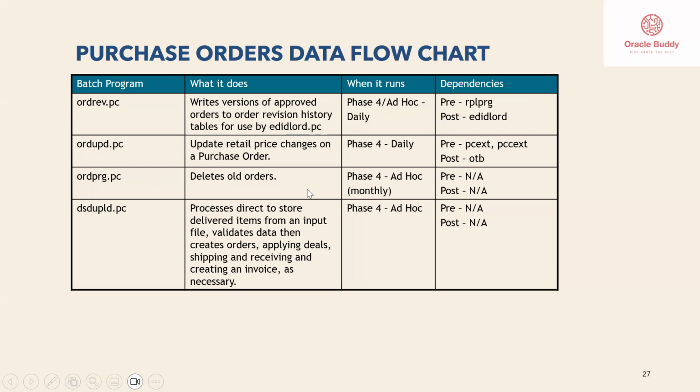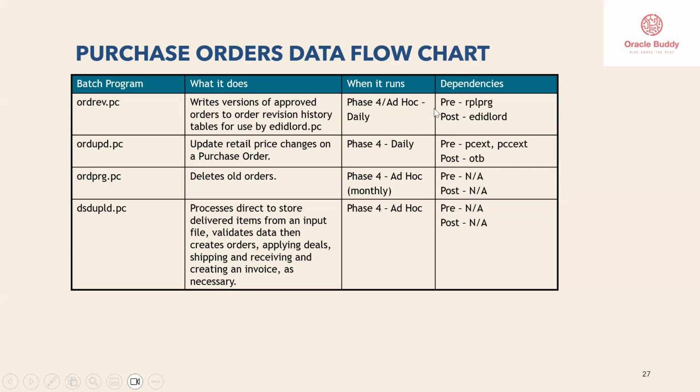Then order purge deletes all the orders based on the system parameter which you have set. Usually if you have set it for 18 months, all the completed orders after 18 months will be purged. Then DSD upload.pc processes direct to store delivery items from input file validation data, then creates orders, applying details, shipping and receiving. So these are the dependencies.